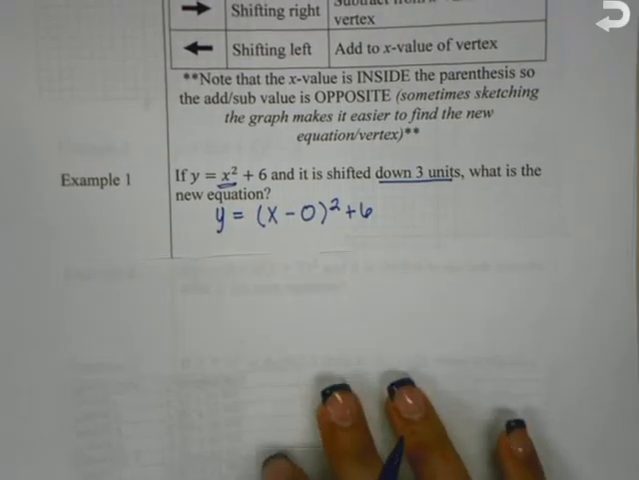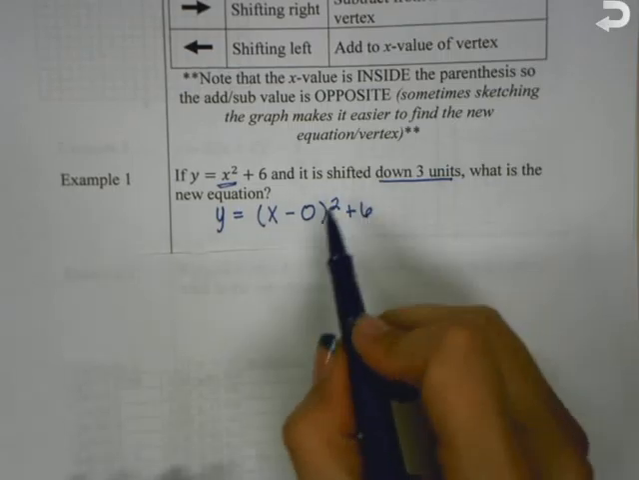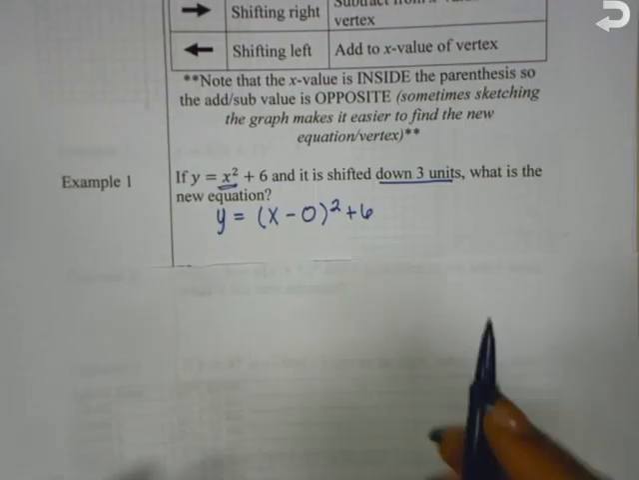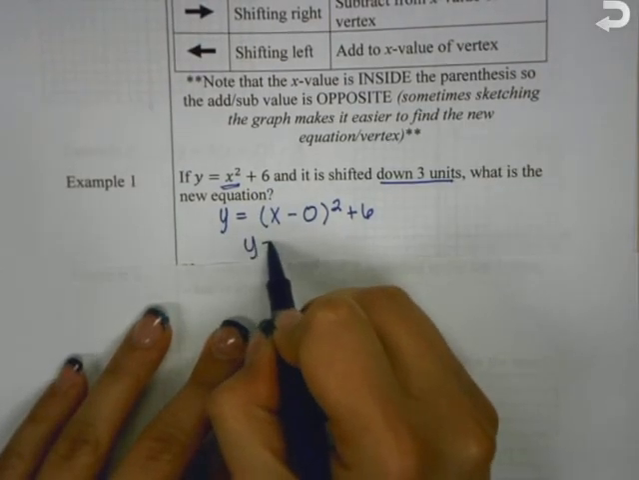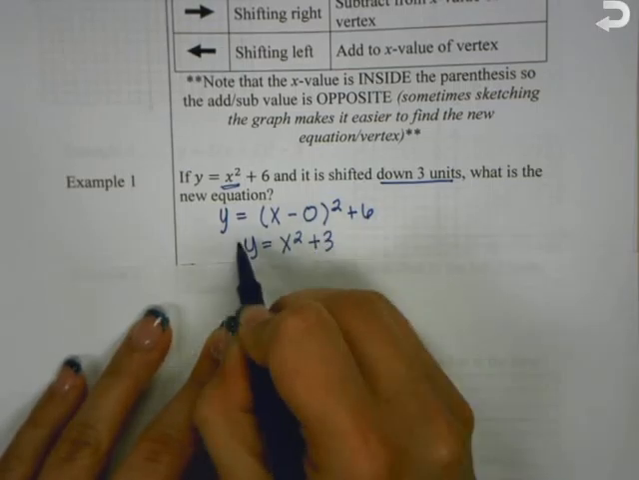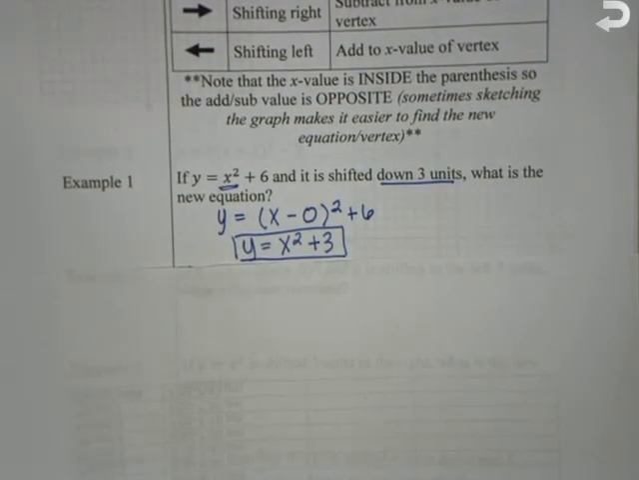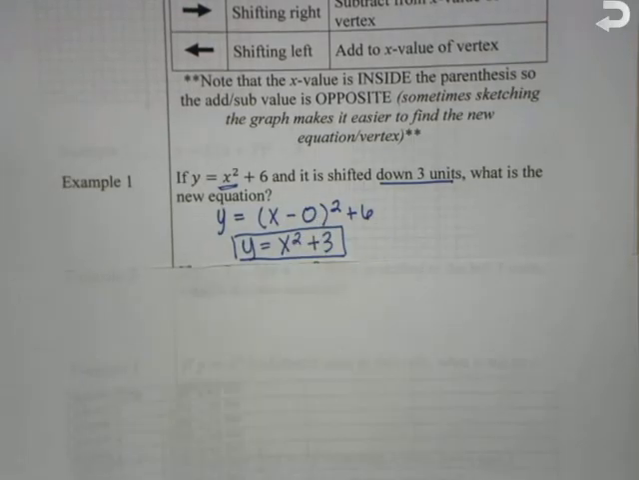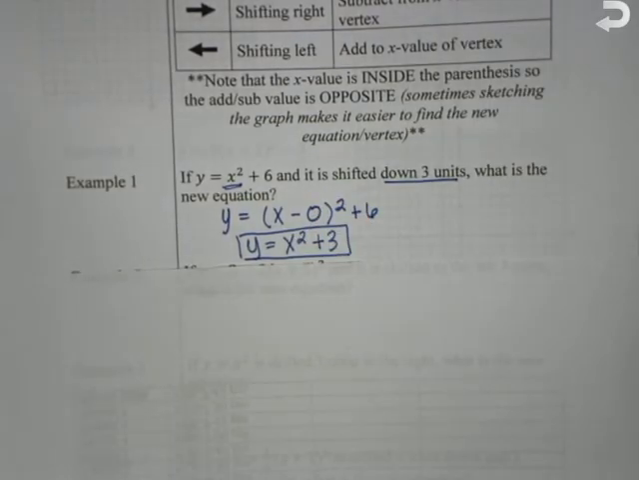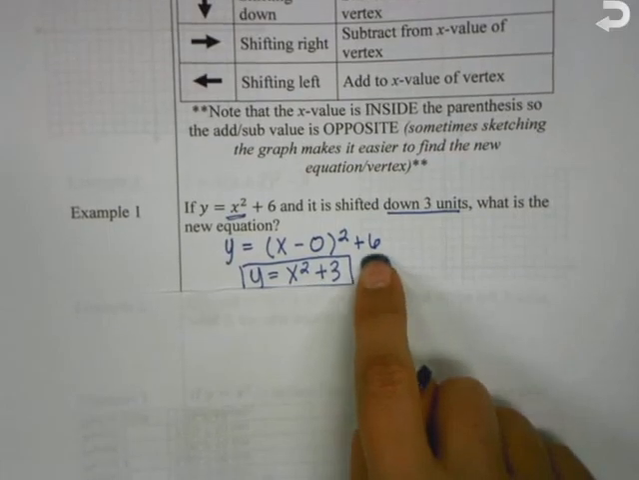Okay, so if we are shifting down, does that have to do with the y values or the x value? The y, and which one's the y, 0 or 6? 6. So how do we write our new equation? y equals x squared, 6 minus 3 is plus 3. That's our answer. I took out that minus 0, and I made it simpler. But since we were only working with the y values, we didn't need that x. You see what I'm saying? How did I get 3? Because we shifted down, we just subtracted from the 6.